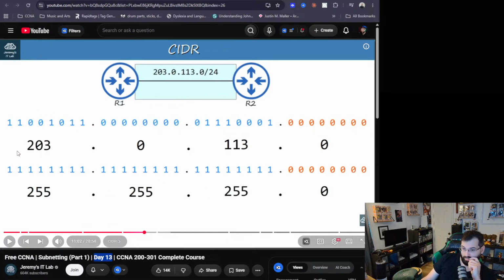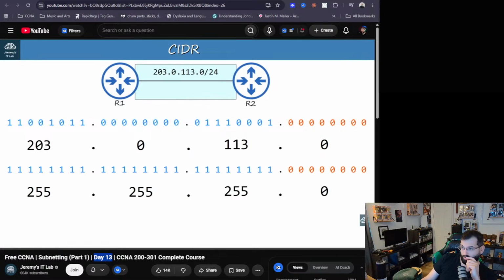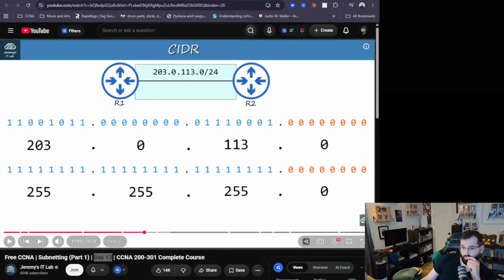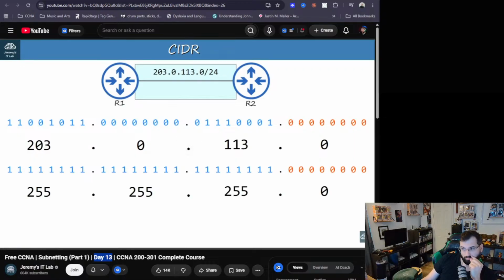Because when we're doing the binary, this is 128, 64, 32, 16, 8, 4, 2, 1. And all that adds up together to be 255. 255.255.255.0. Remember, all 1s in the subnet mask indicate that the same bit in the address is the network portion. In this case, I made the network portion blue, and the host portion is red.